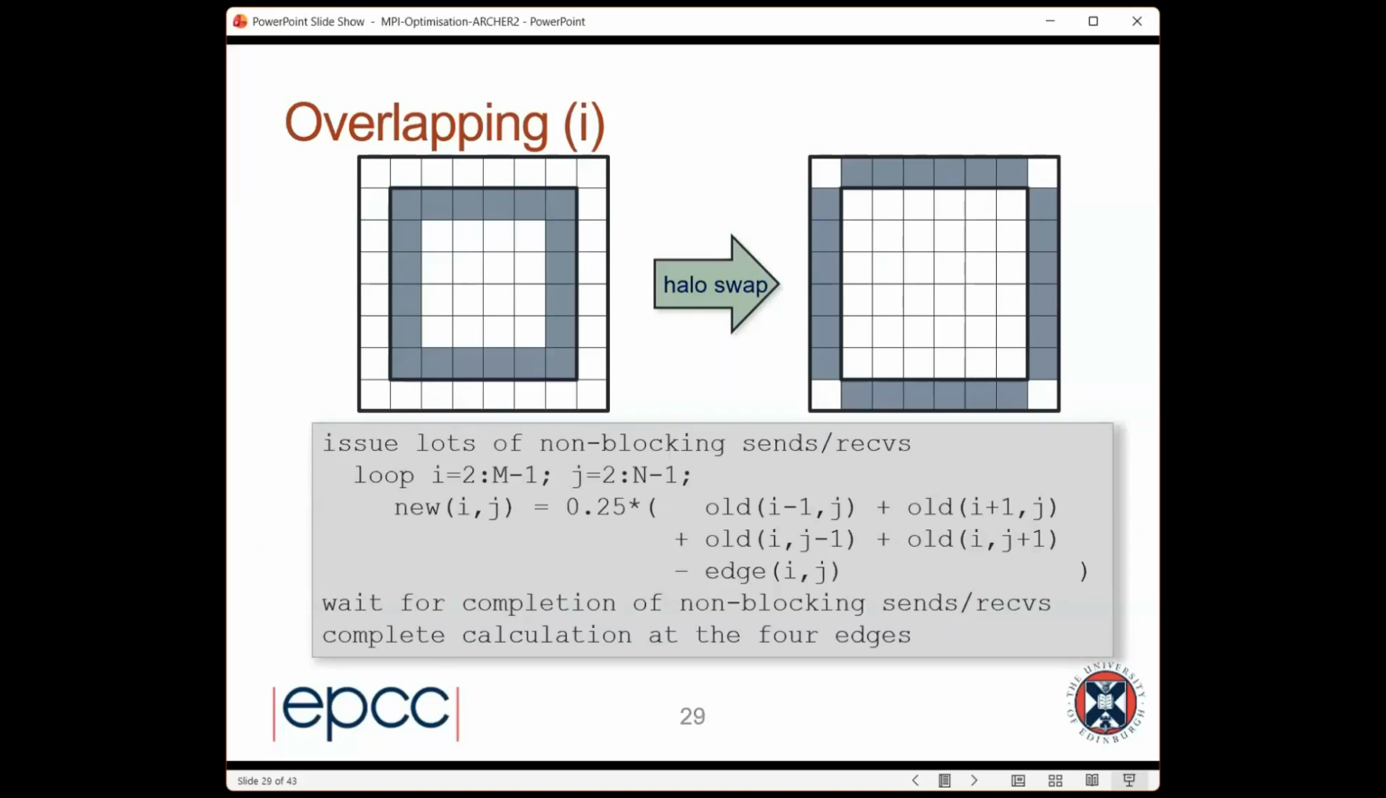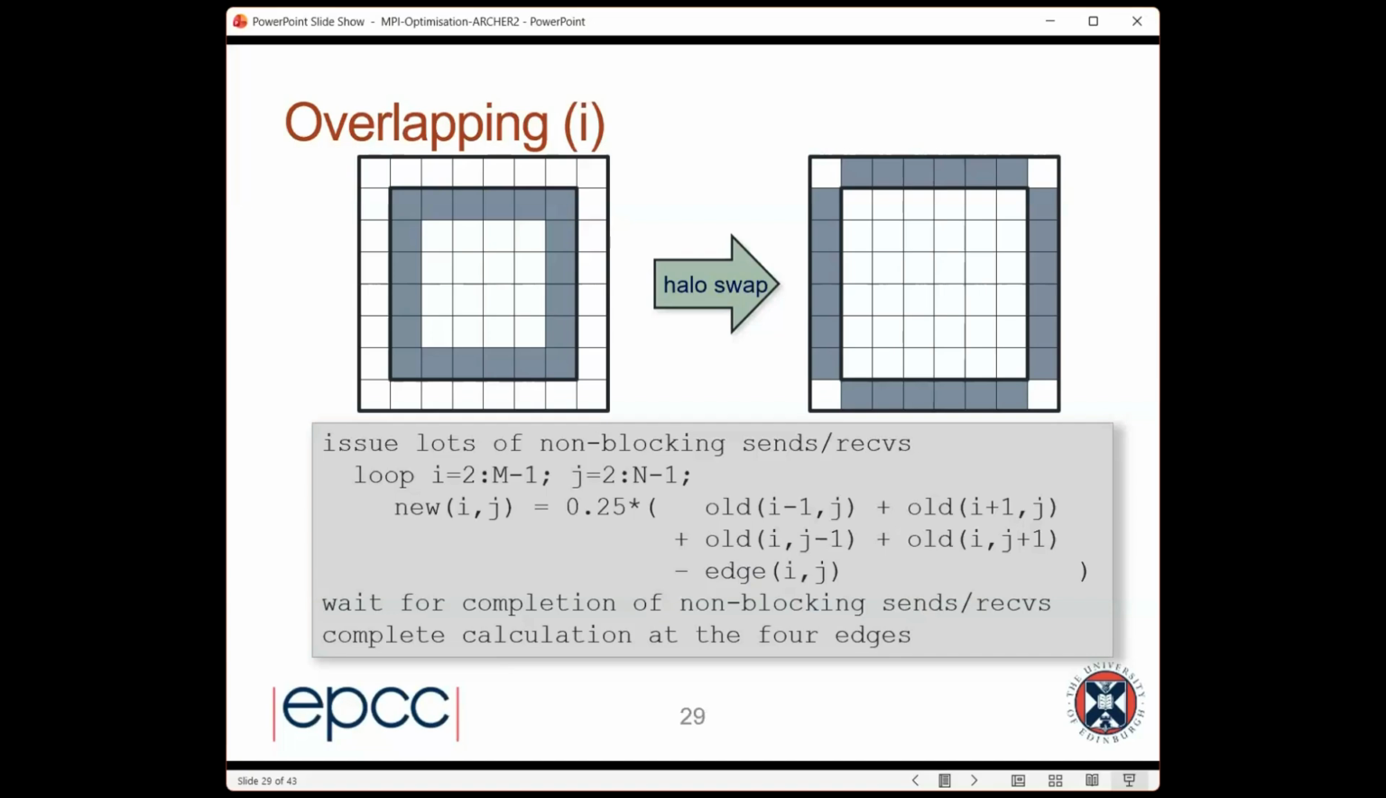So what you do is you issue lots of non-blocking sends and receives. You don't loop from 1 to M and 1 to N. You loop over this interior region here, this white region where the results don't depend on the halos. And then you wait for the completion of non-blocking sends and receives, and then you complete the calculation of the 4 edges. That's a standard pattern you see in lots of codes. And mentally, you think this is a good thing because the non-blocking sends and receives can happen in the background while I'm doing my core calculation.